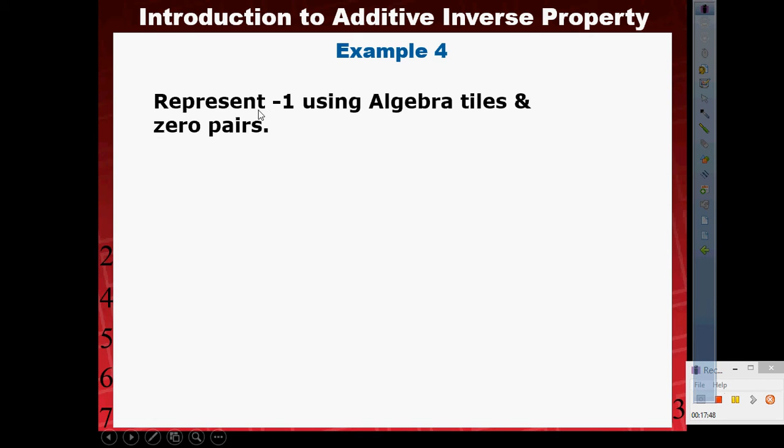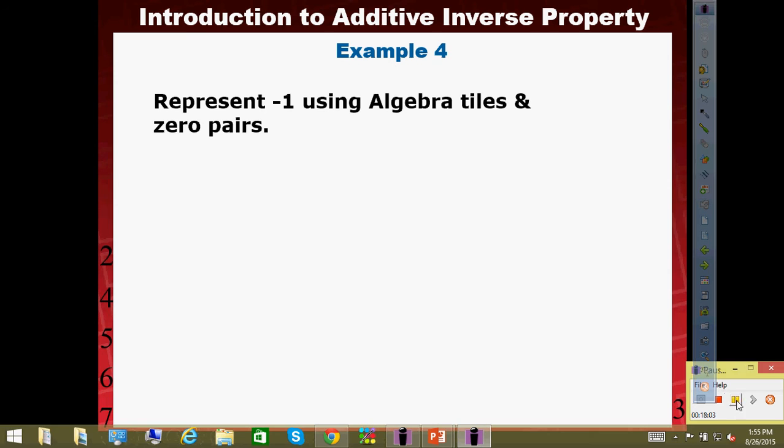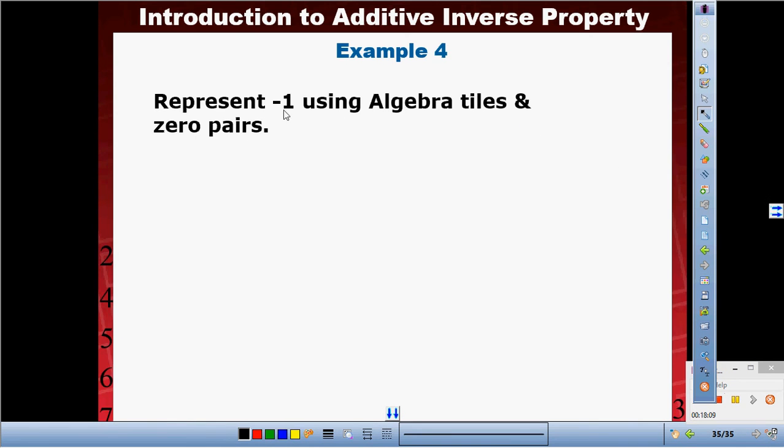Write that down. Represent negative 1 using algebra tiles and 0 pairs. Copy that. So if I was to do this one with you and show you my tiles, check this out. To represent negative 1 using algebra tiles and 0 pairs, I would do this. This is me. I need a 0 pair. Then that means I would do maybe something like this.